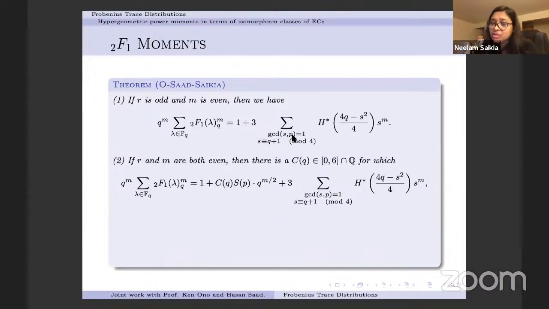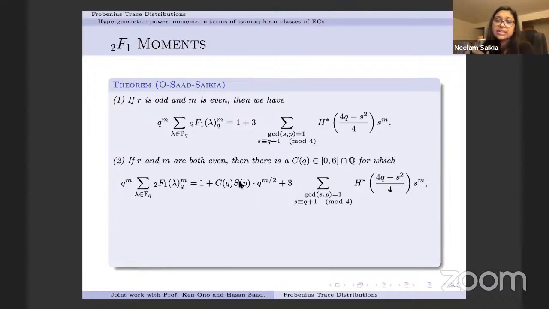where the sum runs over all these traces of Frobenius of an elliptic curve, which are co-prime to p, and which satisfies this congruence condition. This congruence condition is totally group theoretic. We'll see later why this condition appears here. And similarly, if r is even, then the even moments for this 2F1 function have an analogous sum like this, like in the previous case, with an extra constant term appearing here.